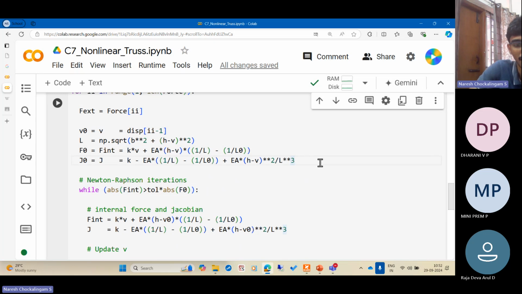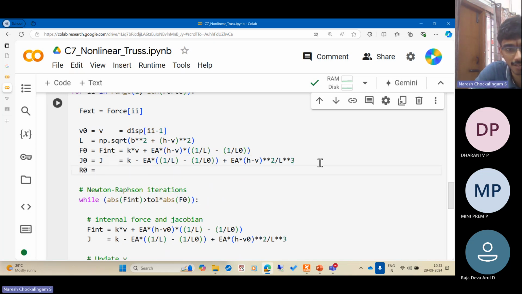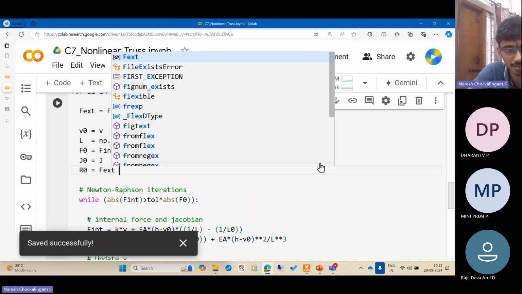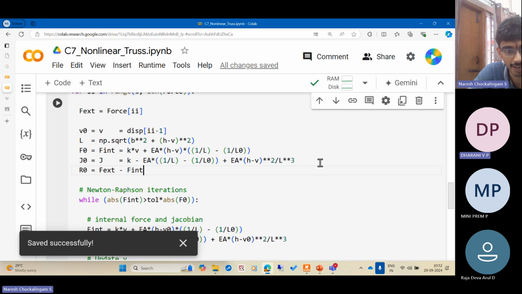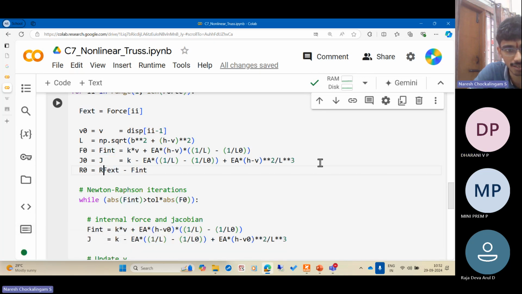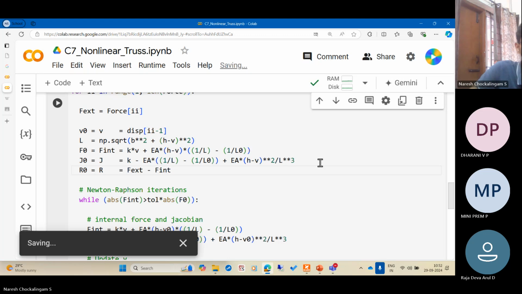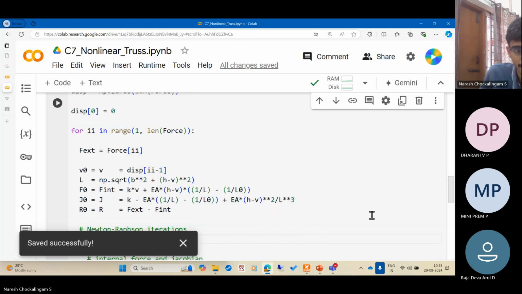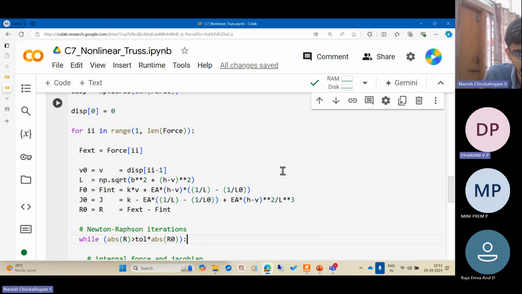I also need R0. So what is R0? R0 is the residual. So it is F external minus F int, right? And that is also R initially. So this is just R. I don't need F int here. It's R. Is this okay? So this is initializing before the iterations.